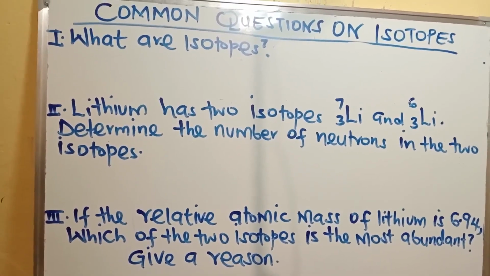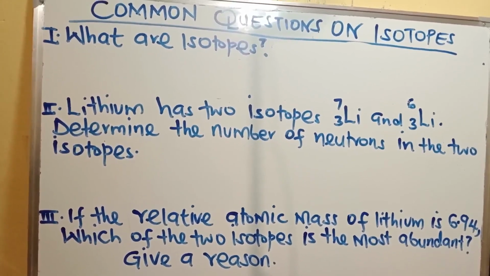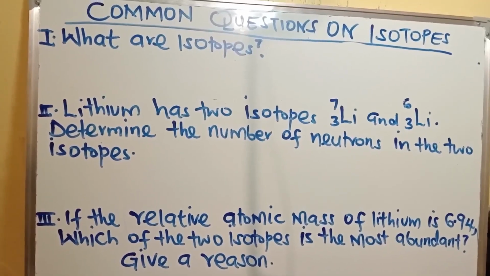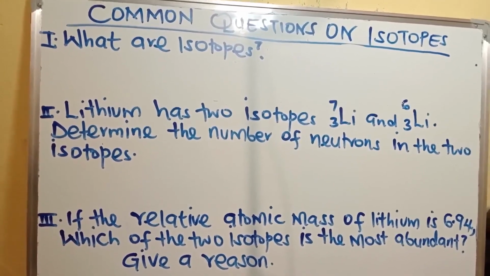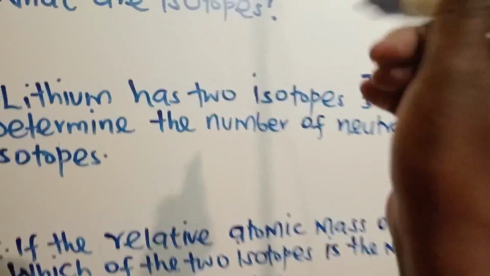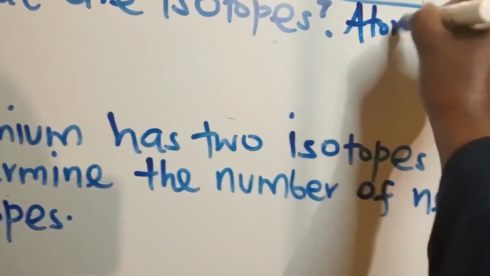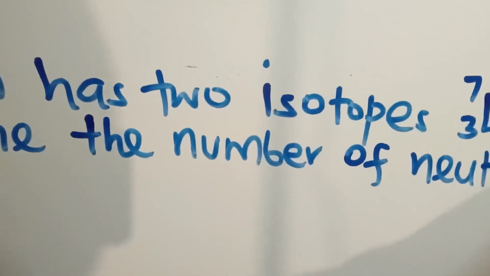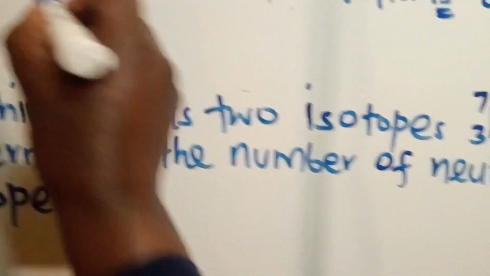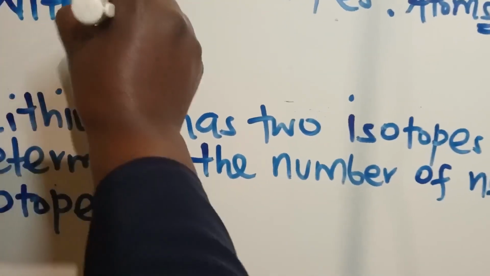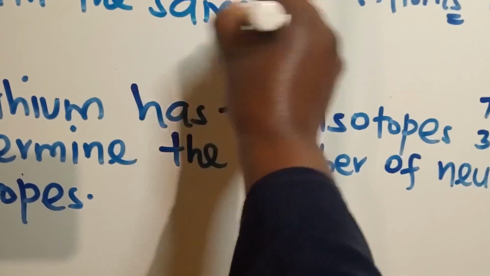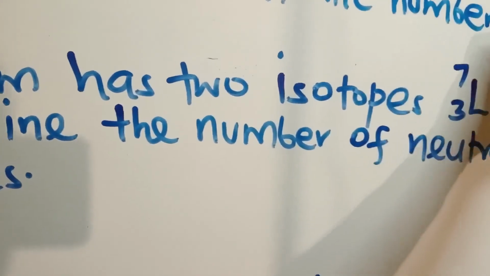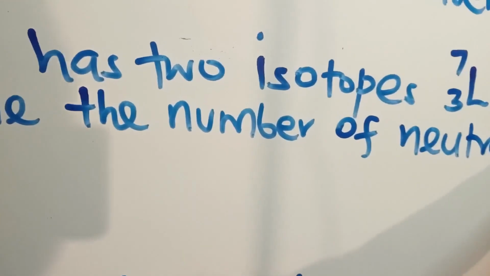So remember, for isotopes, we say that they are atoms of the same element with the same atomic number but different mass numbers. So let us write: atoms of the same element with the same atomic number but different mass numbers.